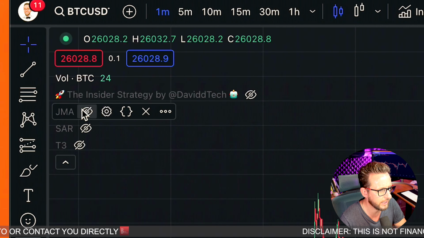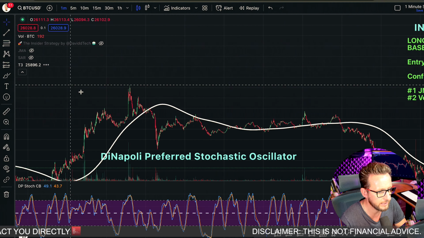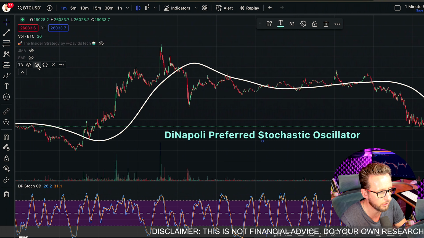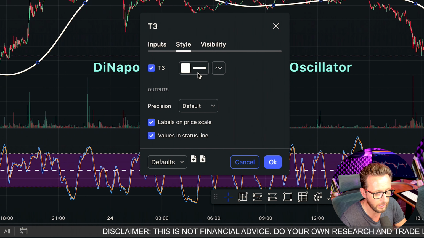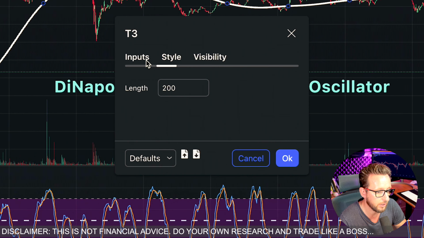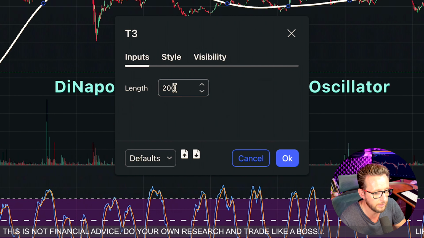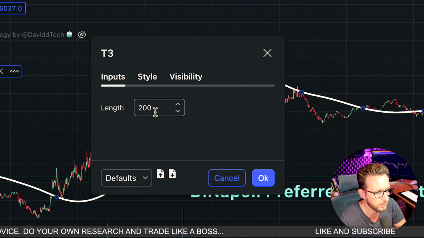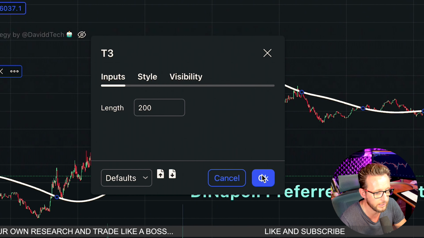So our first indicator is going to be the T3. Is this white line here? I've made it nice and thick. You literally go over to the cog and then go over to style and set that white to nice and thick so you can see it on YouTube. Then we're going to go to inputs, and we're going to set the length to 200 by putting 200 into the input field over here. And that's going to give us this white line.